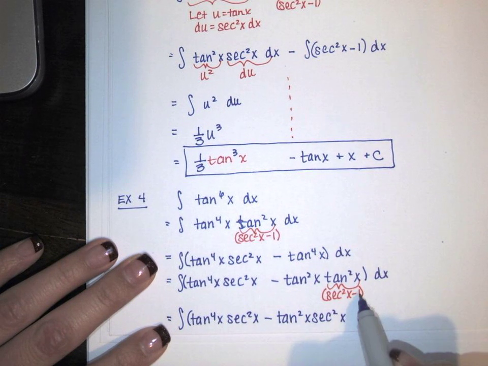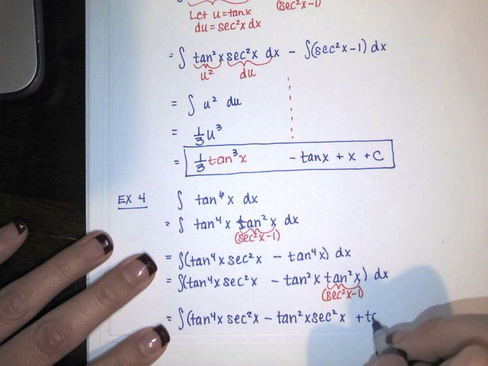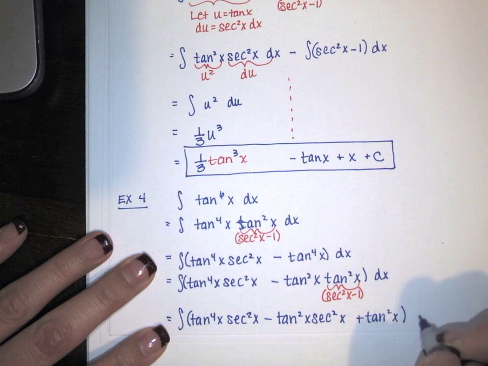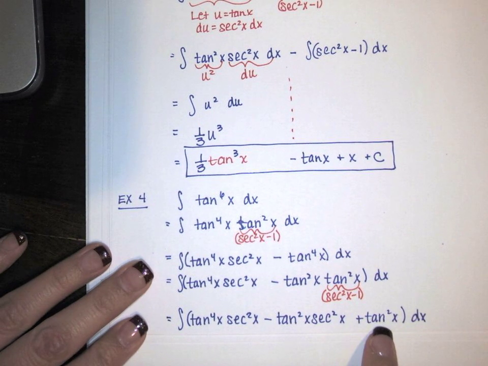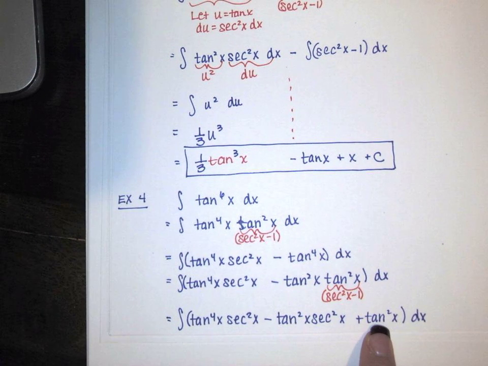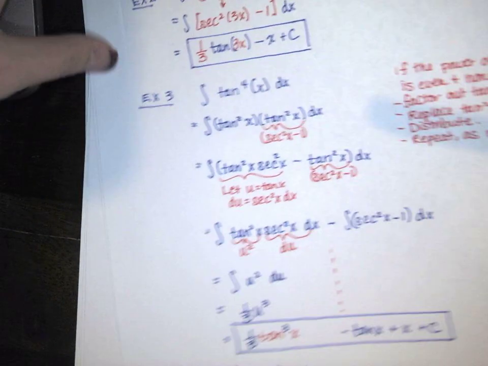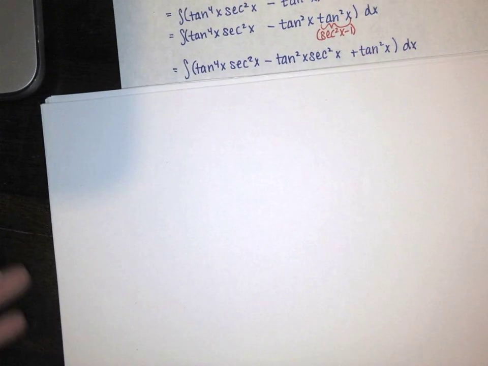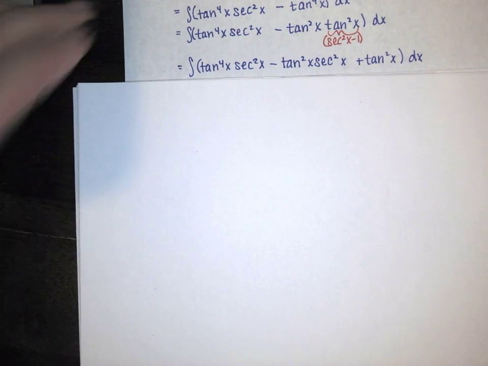Negative tangent squared times negative 1 is positive tangent squared. And we don't have a rule for that, but we can replace that with secant squared minus 1 as well. So you just really keep going. You just keep doing this.